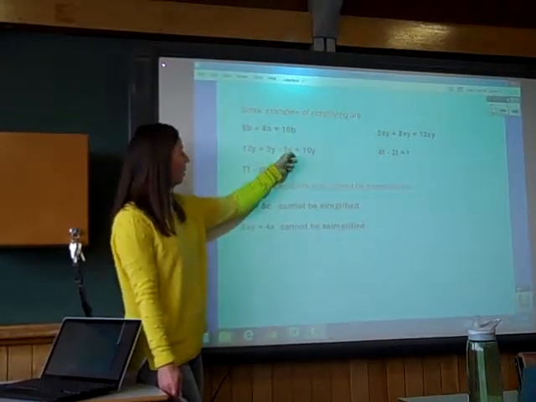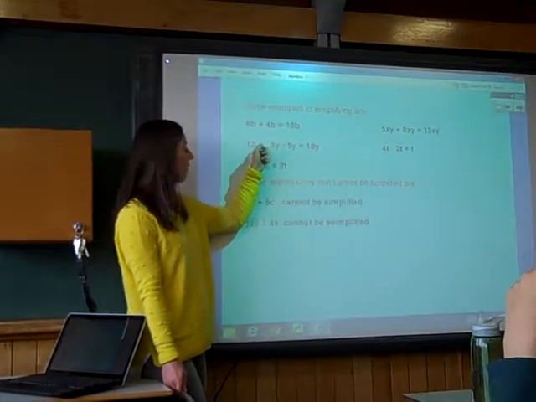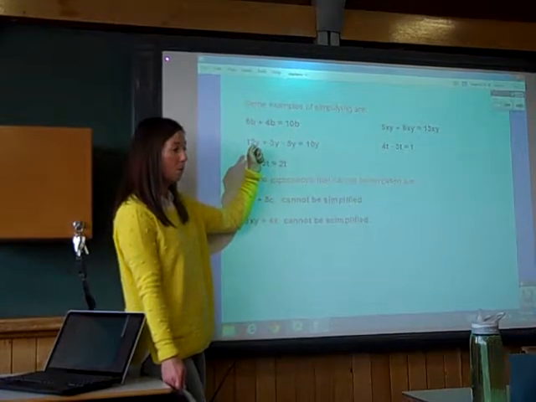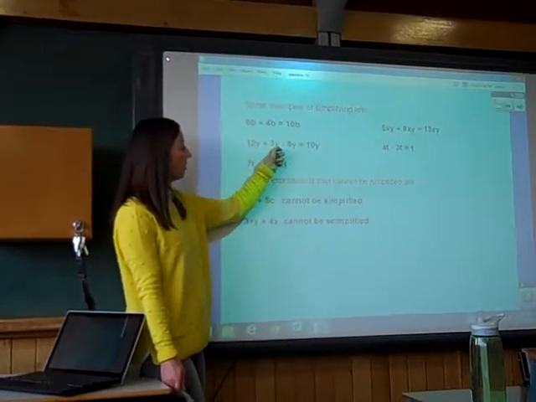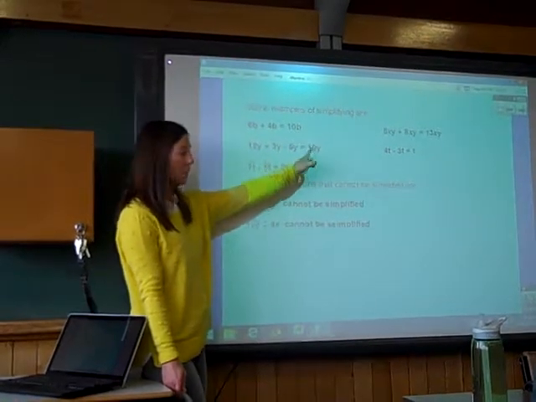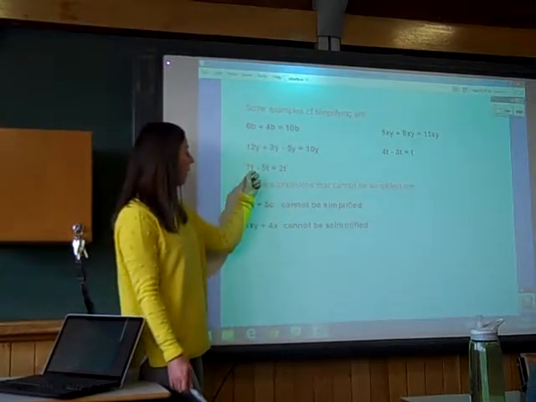Look at the next question. I've got 12y plus 3y take 5y. Are they all like terms? Yes, they are, because why? Why are they all like? Ewan? Because they've got y. They've all got a y. Okay, so 12 plus 3 is 15. 15 take 5, so my answer would be 10y. So you just simply add the numbers up, or take the numbers away, and you'll get your answer.